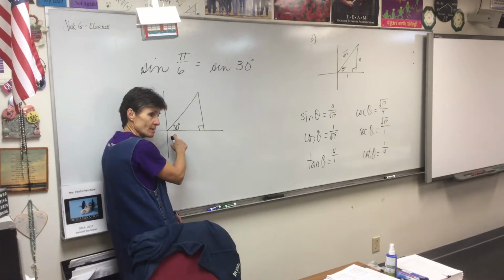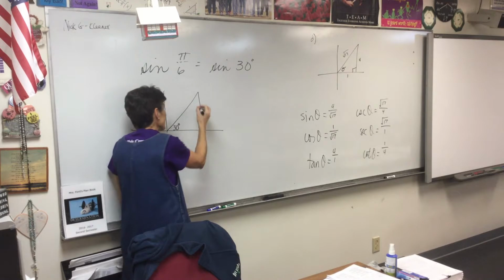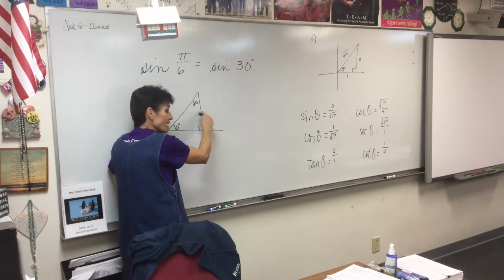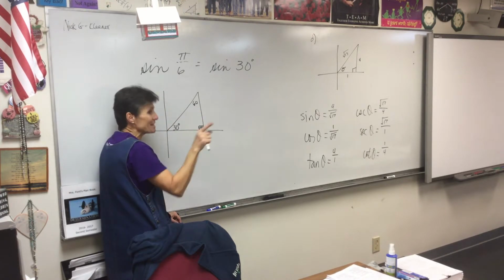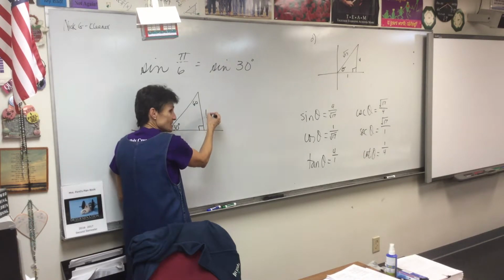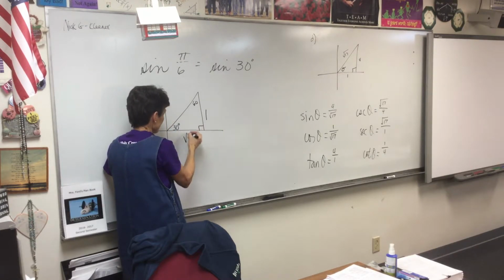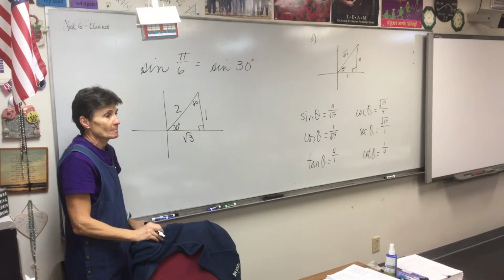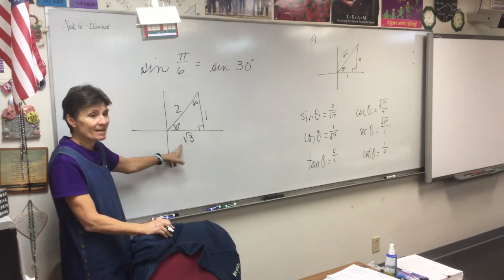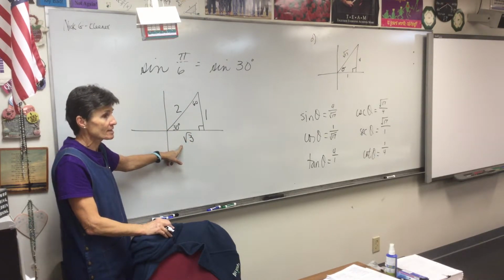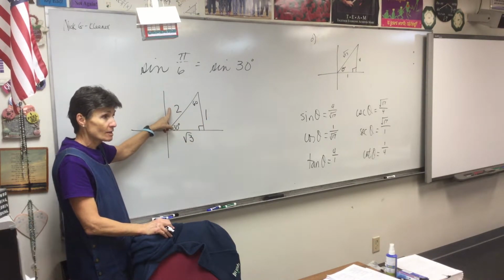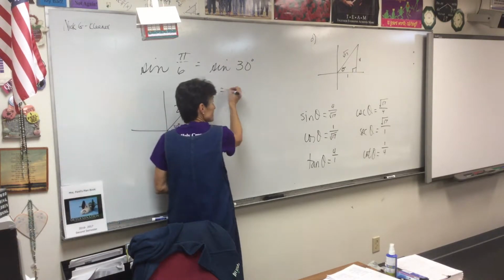Now if that's 30 and that's 90, then this has got to be 60, right? And the sides of the triangle, we know those. This would be a 1, this would be a root 3, and this would be a 2. Now I want the sine of 30. So I've got to remember sine is opposite over hypotenuse. So the answer to the question is 1/2.